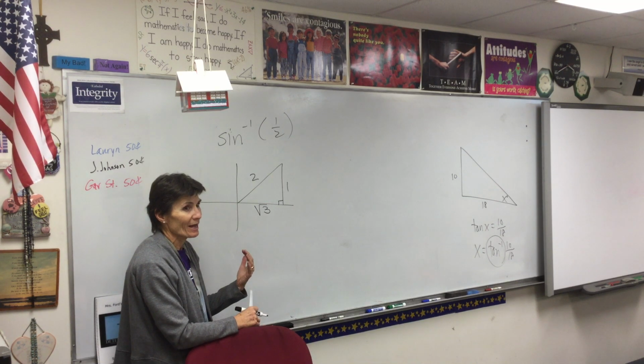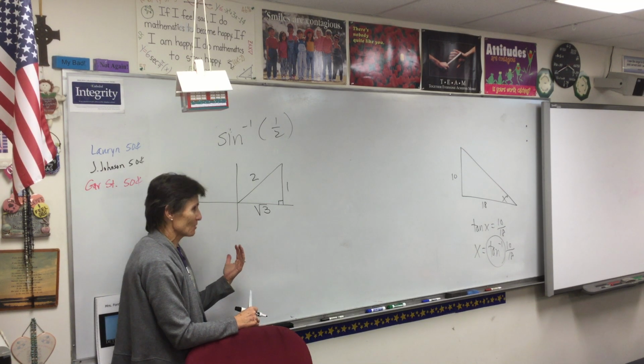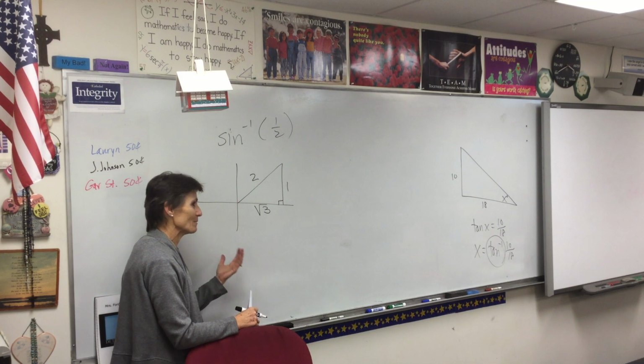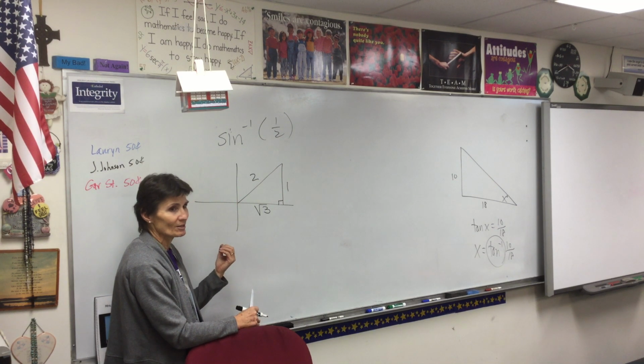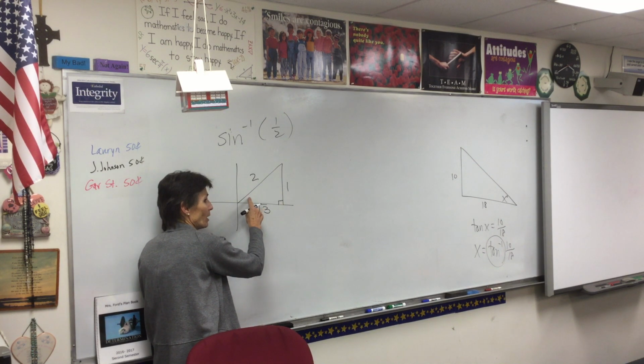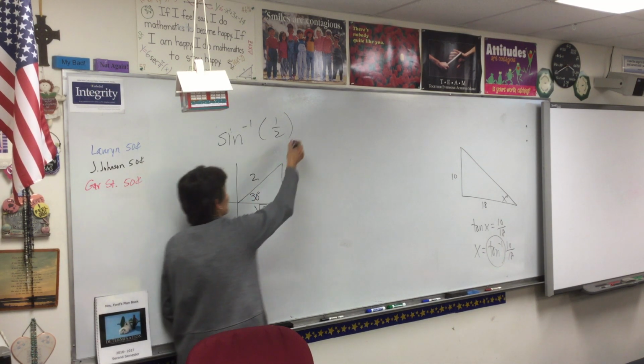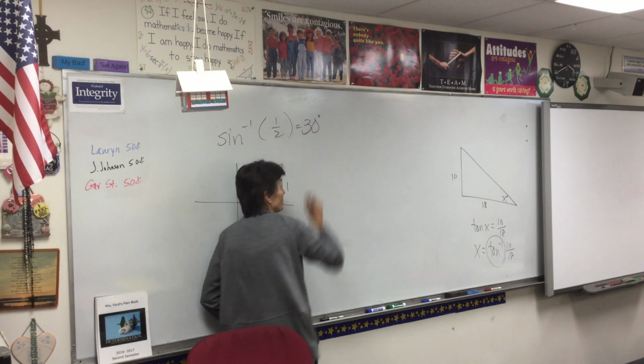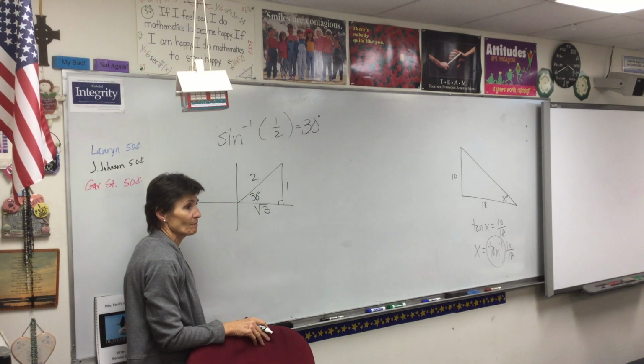Remember, no calculator. What kind of angles do I have to be working with? 30, 60, 90, or 45, 45, 90. No confusion there. It's going to be one or the other. How big's the angle that's across from the 1? It's 30 degrees. So the answer to the question is simply 30 degrees.